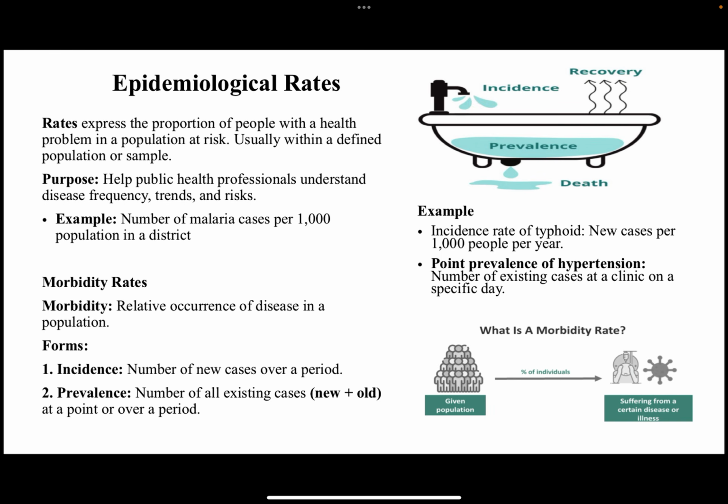Now we will start with morbidity rates. Morbidity simply means the relative occurrence of disease in a population.